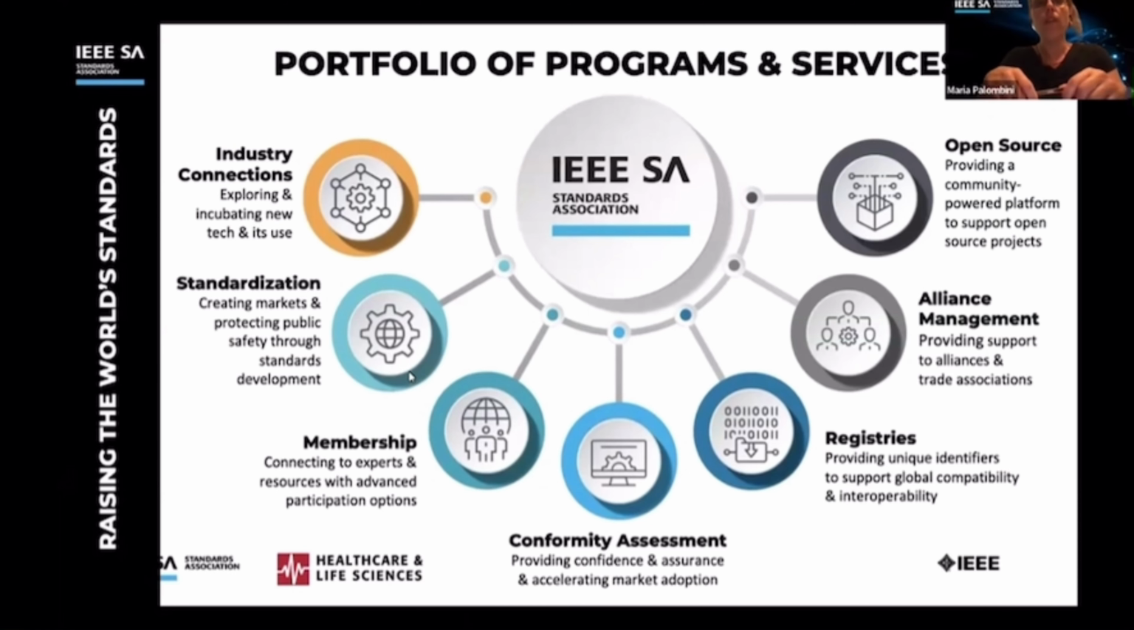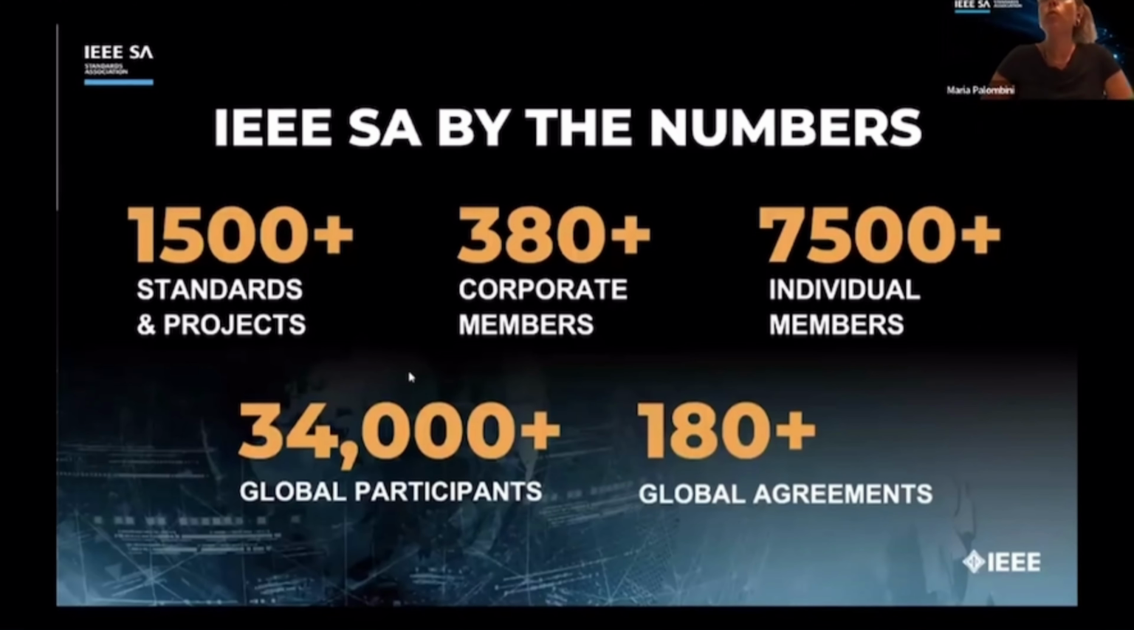A lot of our work sits in incubation, in this concept of industry connections. But actually today we are going to talk about a standard that was just published, the IEEE 2933 standard, but there are other areas of opportunity here in our ecosystem. From an organization standpoint, the Standards Association, we have over 1,500 standards and projects. We have over 380 corporate members, and we also have 34,000 global participants.